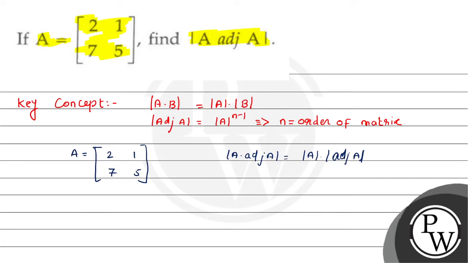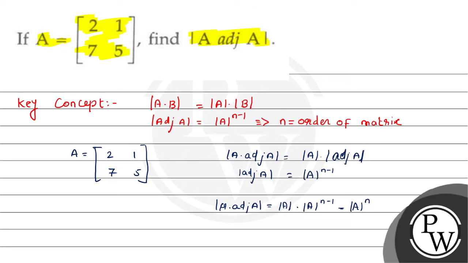Now here determinant of adjoint of A is equal to determinant of A to the power n minus 1. So we substitute in A into adjoint of A. Determinant of A into adjoint of A is equal to determinant of A to the power n minus 1, which is equal to determinant of A to the power n.